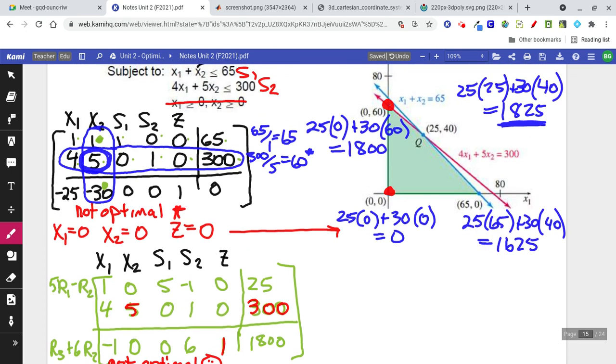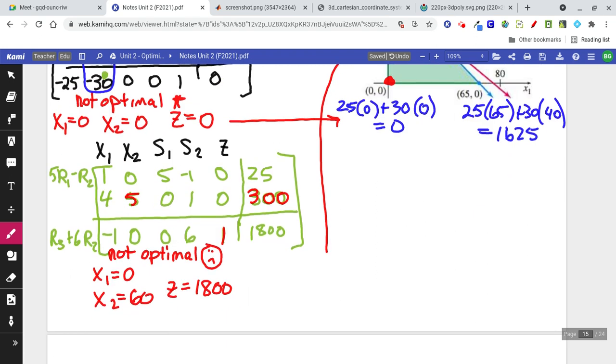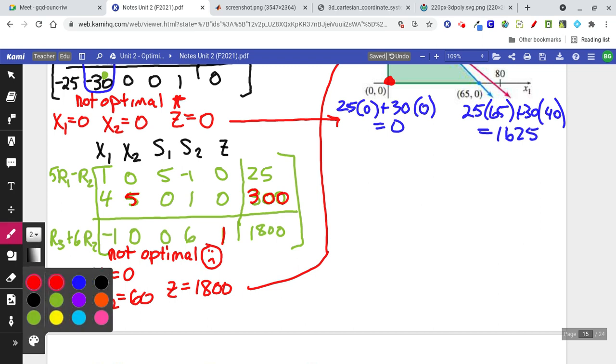And so I can read a solution, but again, what you're looking at is that's one of the corner points. Specifically, it's this corner point. x1 is 0, x2 is 60, and your z value was 1800. Okay? But we're not finished. When I see a negative, I know I'm not finished. So I have to go back and loop back and do those steps again.